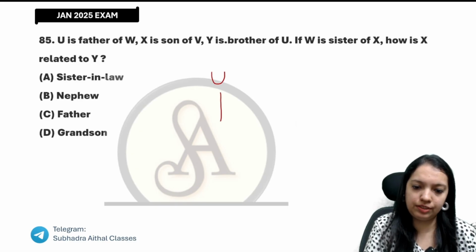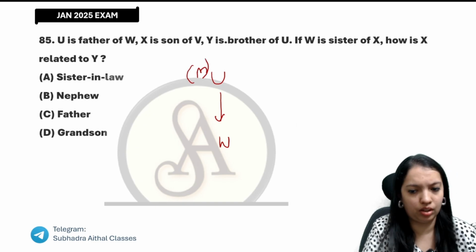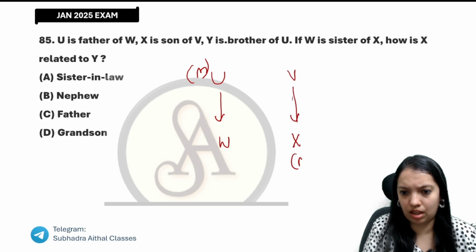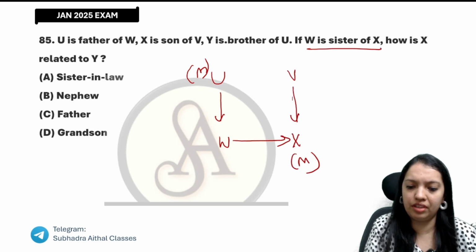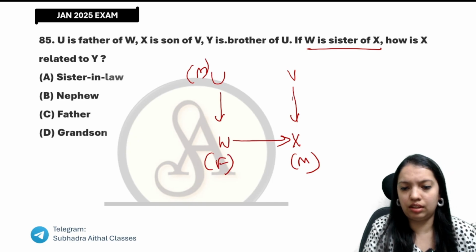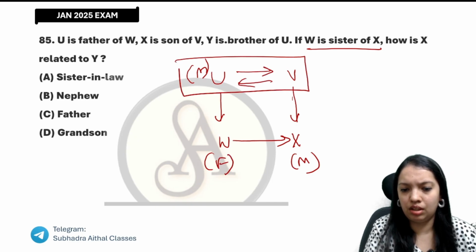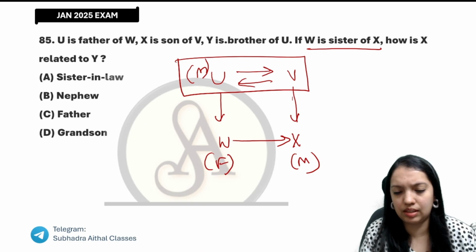Next, U is father of W, a male person. X is son of V, male person. W is sister of X, female. That means these two are a married couple, because both have a son and daughter who are siblings.